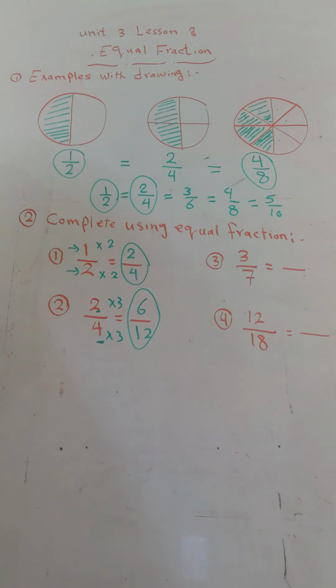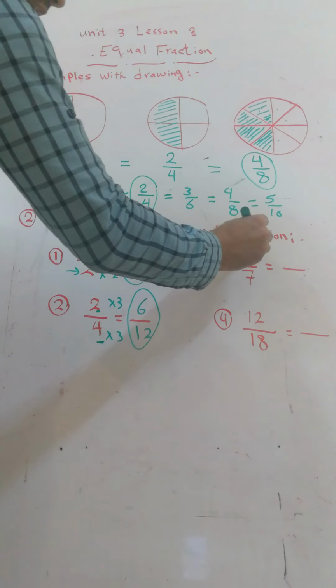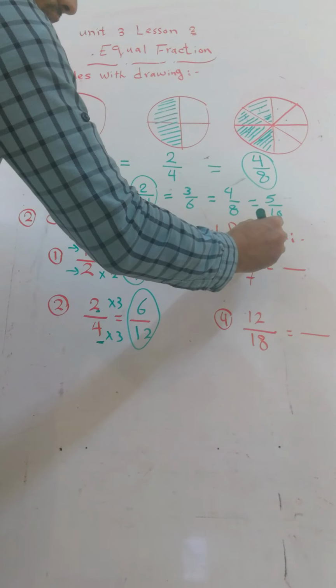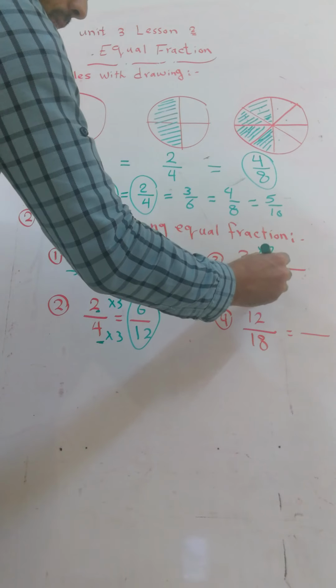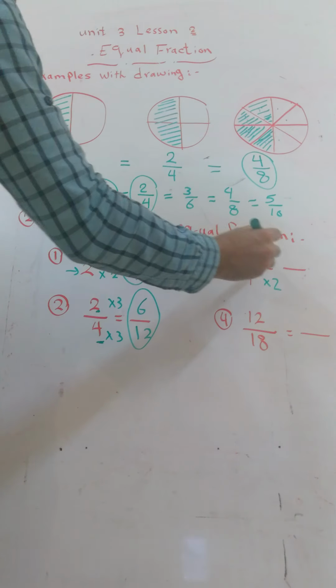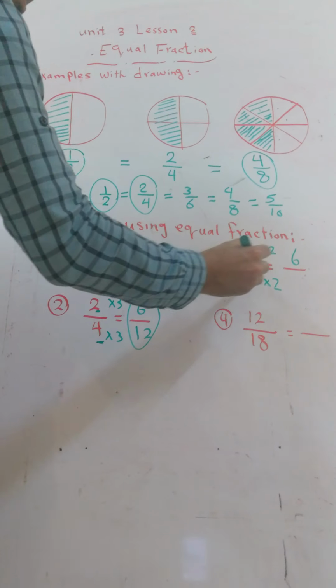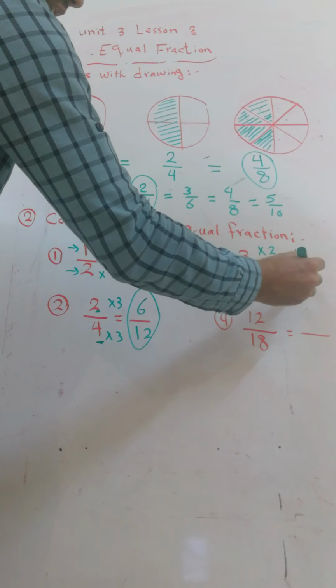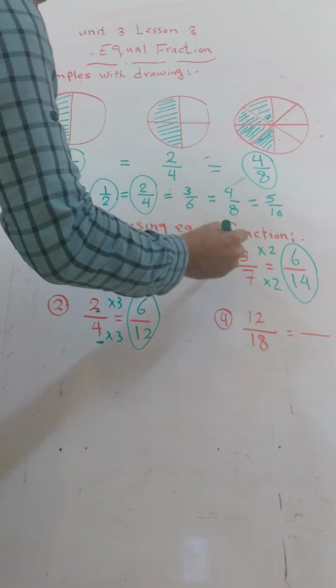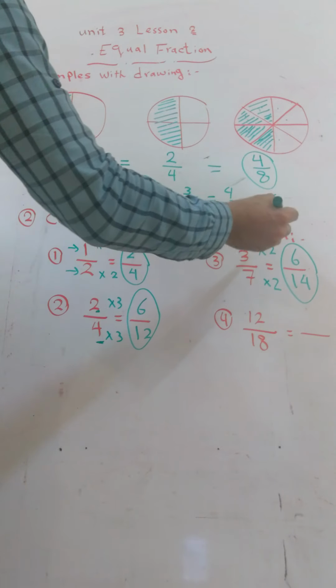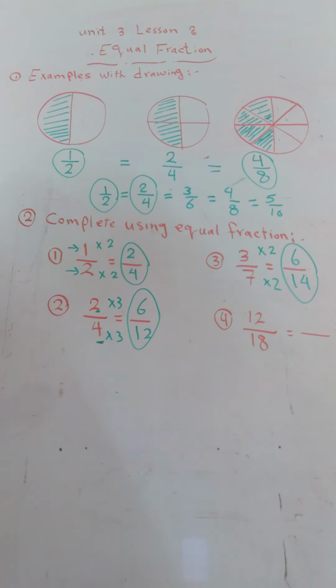Now the third example: 3/7. I will multiply by 2 and multiply by 2. 3 times 2 will be 6, and 7 times 2 will be 14. Yes, 6 over 14, and 3 over 7 equals 6 over 14.